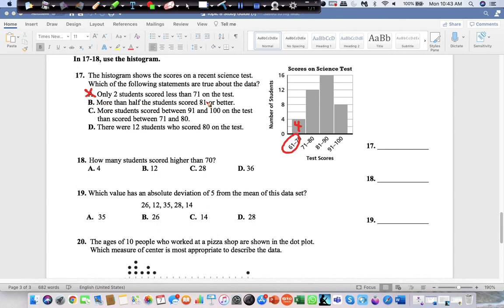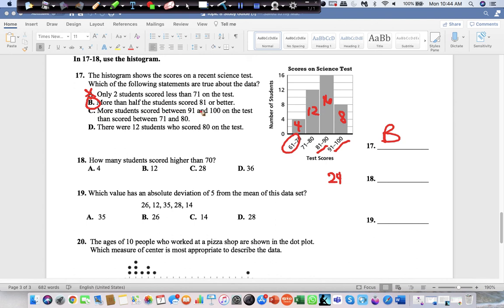More than half the students scored 81 or better. What I would do is count in each of the categories. So we have 12 here. We have 16 here, and we have 8 here. So 81 or better would be these 2 categories, which would be 16 plus 8, which is 24. Okay, and it says more than half the students. The rest of it would have been 16. So 24 is definitely more than 16, so that is true. But let's keep going just to make sure.